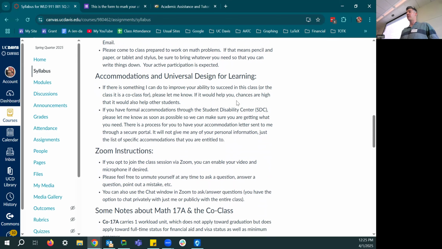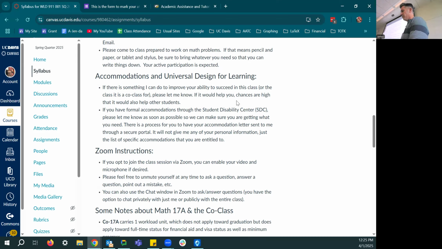Accommodations. If there's something I can do to improve your ability to succeed in this class, like talking slower, please let me know. Students in the past have told me that they would appreciate if I used a thicker pen, so I do. I used to like writing in a finer pen point, but it was harder to read what I was writing on the board or on the screen. So if there's something like, James, could you do this? I'm happy to do it. I just need to know that you need me to do it. What else here?